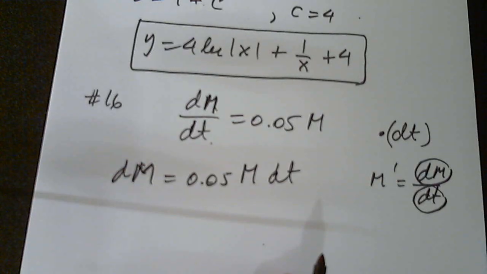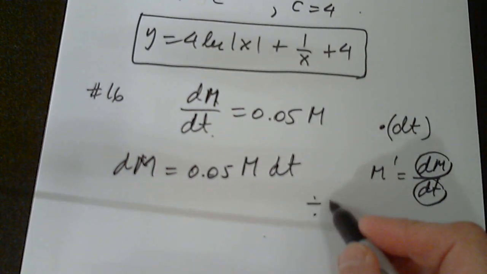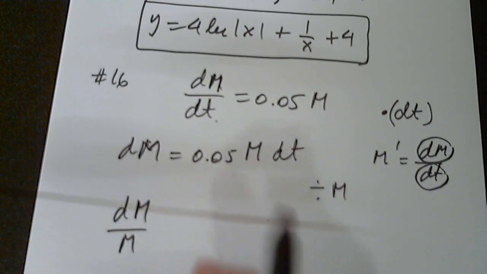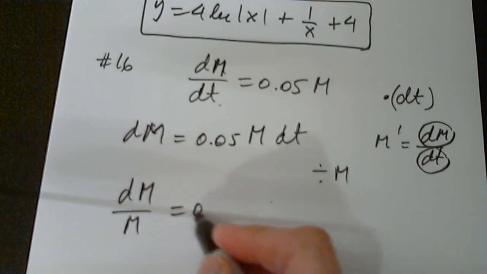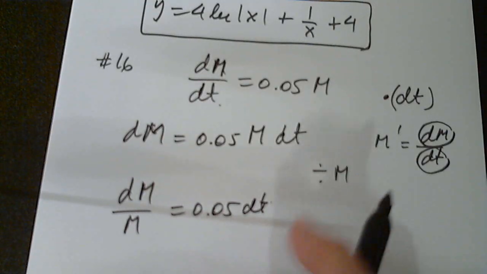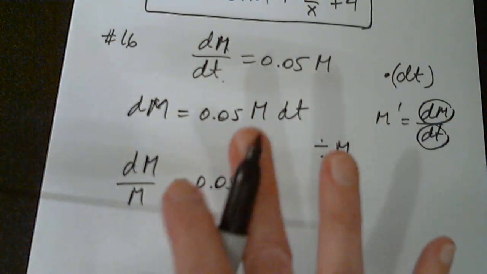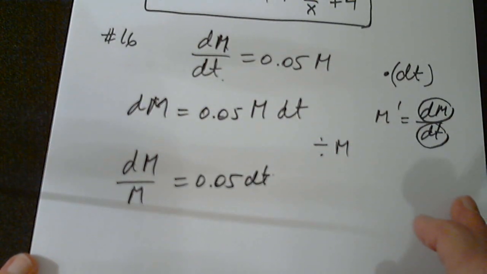The next step, I am going to divide both sides by m. Okay, so I have dm over m equals 0.05 dt. What's all this? I'm going to explain in a minute.